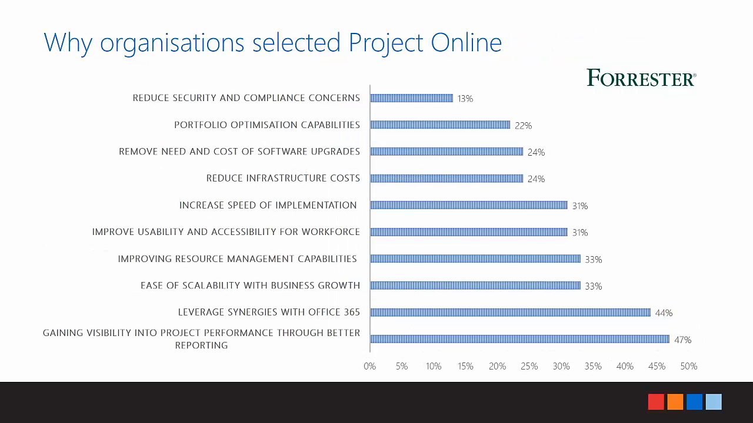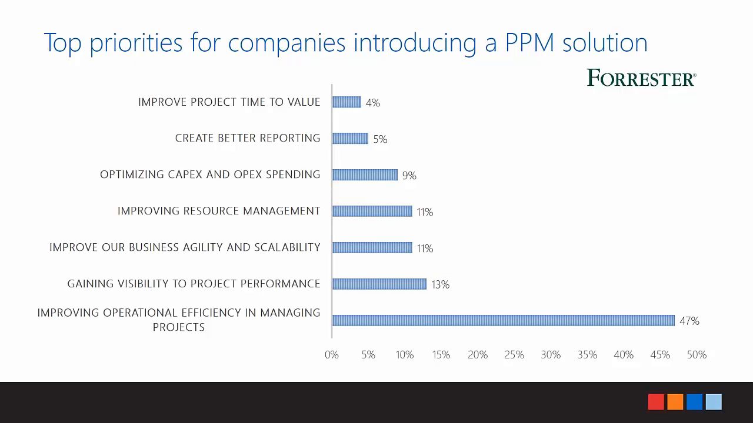Okay, great. So in one of our previous webinars, we did an audience poll asking why participants came along to the webinar. And the results shown in the Forrester report are very similar to what we found ourselves, that most organisations want to improve operational efficiency in managing projects. You can also see that gaining visibility into project performance is quite key, and improving business agility and scalability, so being able to have that growth. Improving resource management, well, I think that's a key reason everyone came along today.